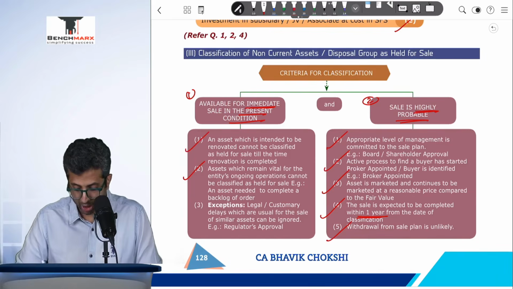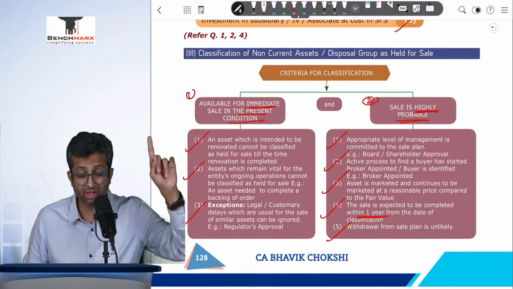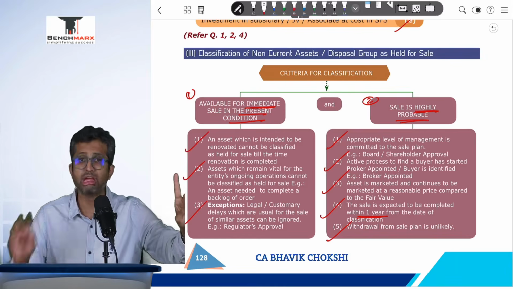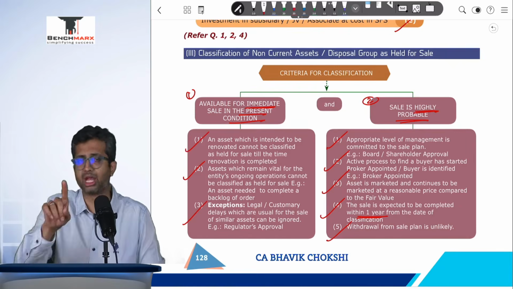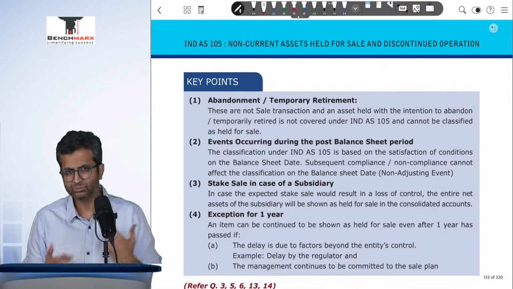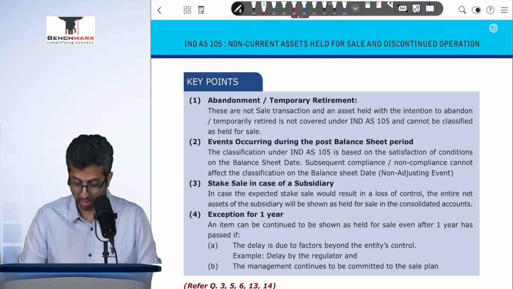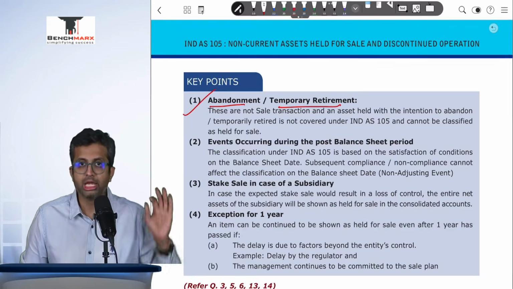So for you to classify something as held for sale, it has to be available for immediate sale in the present condition. Second, sale should be highly probable. If both of them are satisfied, then from that date you can classify something as a non-current asset held for sale. A few special cases over here that you need to remember: abandonment or even temporary retirement is not treated as held for sale.